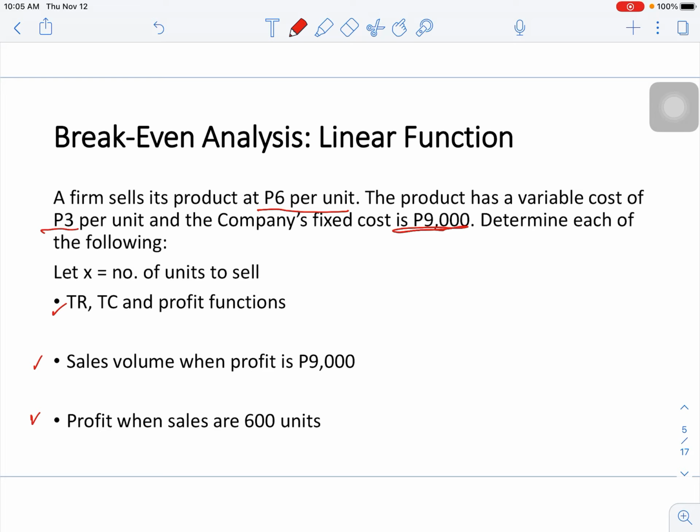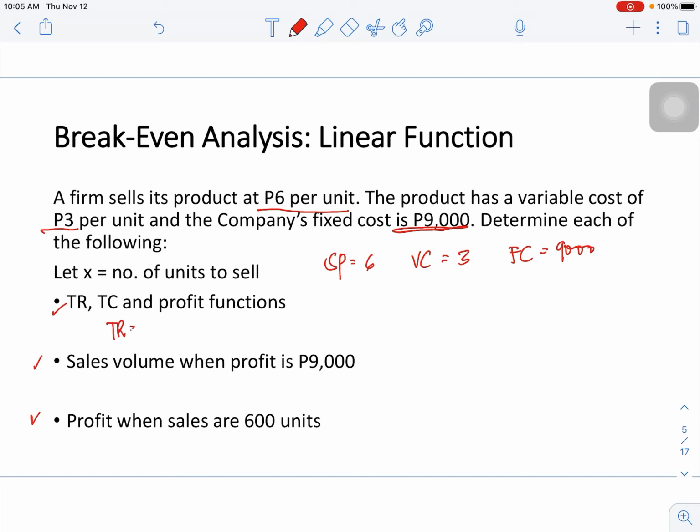Okay, so let X be the number of units to sell. So our selling price is equal to 6 pesos per unit. Our variable cost is equal to 3 pesos per unit. Our fixed cost is equal to 9,000.